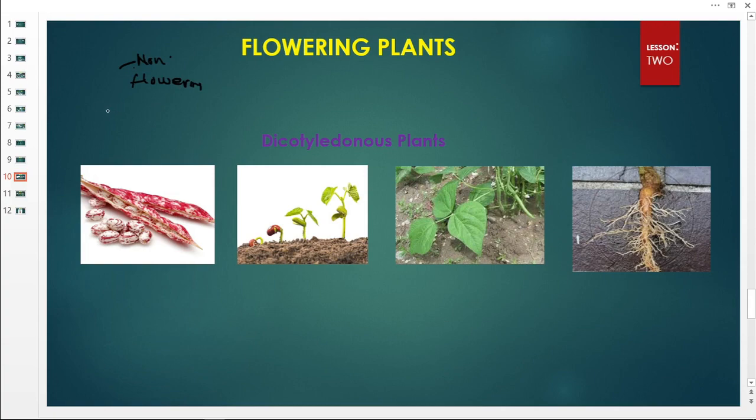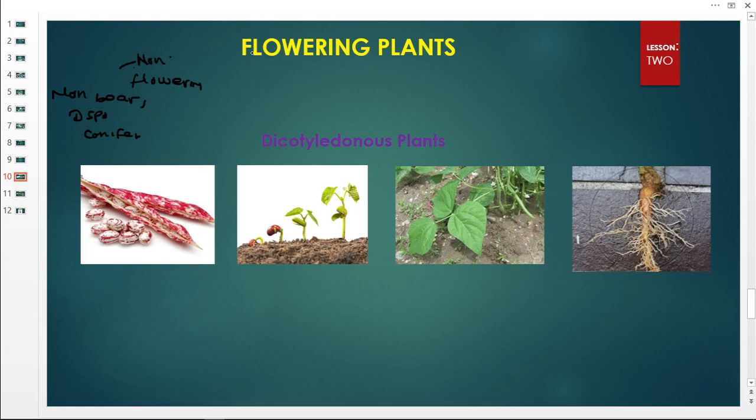Previously we discussed the non-flowering plants, and we said they don't bear flowers, they don't put on flowers, and they are classified into 2, the spore producing and the coniferous plants, and we gave some examples. Then in this video we are now going to look at the flowering plants.